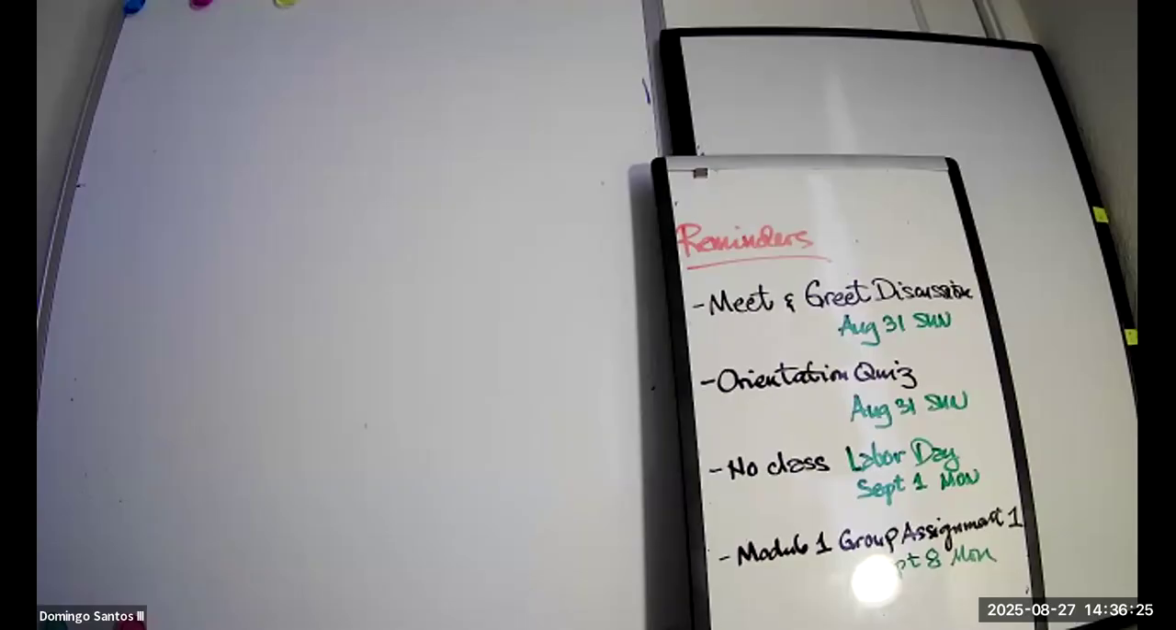I have some reminders on the board. The meet and greet discussion and the orientation quiz are both due on Sunday, August 31st. And I'll show you later where to go to do those. And then we don't have class on Monday, which is Labor Day. And then the module one group assignment will be due on September 8th, Monday.